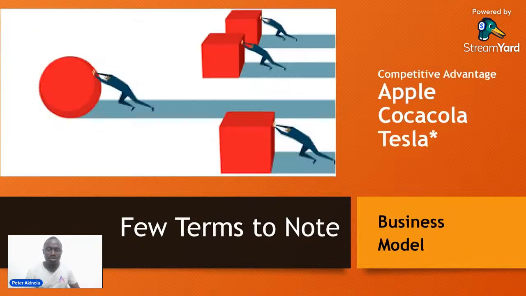So the next thing I'm going to be talking about is business model. Now, the kind of business you want to invest in, the kind of stock you want to invest in, you want to be sure that they have competitive advantage. You want to be sure that they command the respect in their industry. You want to be sure that they own a larger part, or have the tendency to take over the market.